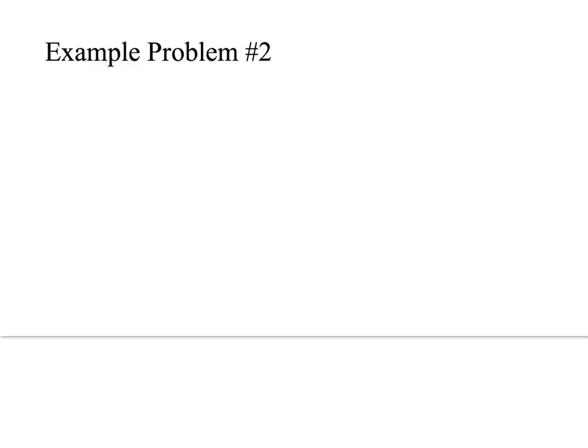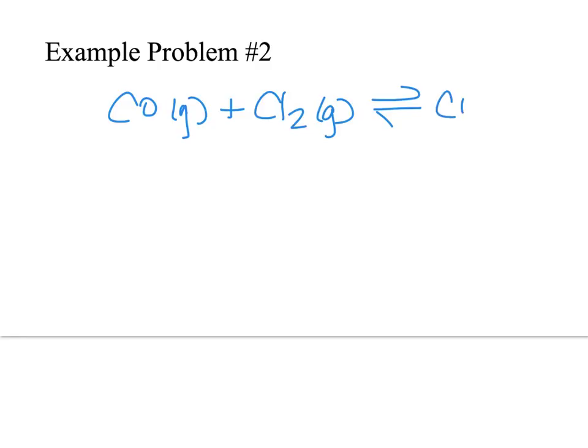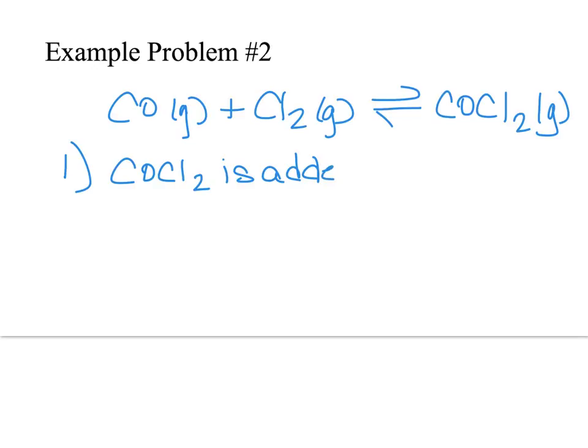In my second example problem, we're looking at this equilibrium. Carbon monoxide gas plus chlorine gas goes to COCl2 gas. Right, so we have three circumstances here. How does equilibrium change? Generally, we're not looking at Q this time. So we add COCl2. Right, so we're adding to the product side. That would be more P, so the equilibrium is going to shift to make more reactants.